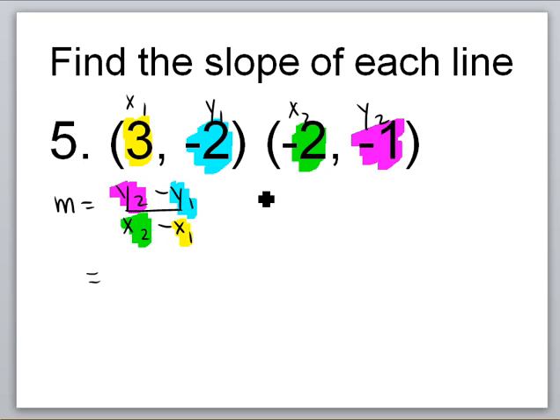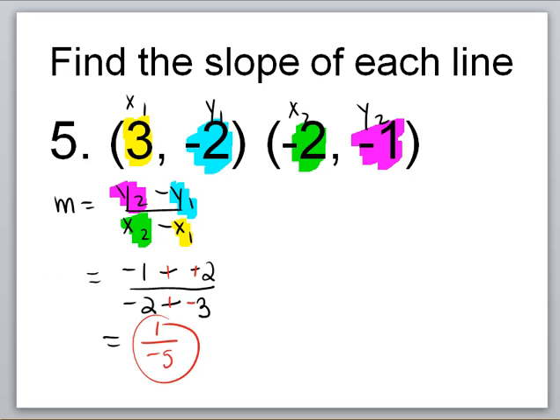So my purple value is -1 minus my blue value is -2. Notice I'm always keeping my minus sign between them. My green value is -2 minus my yellow value is 3. Change your signs to plus the opposite. You end up getting 1 over plus the opposite gives you -5. So your answer is -1/5.